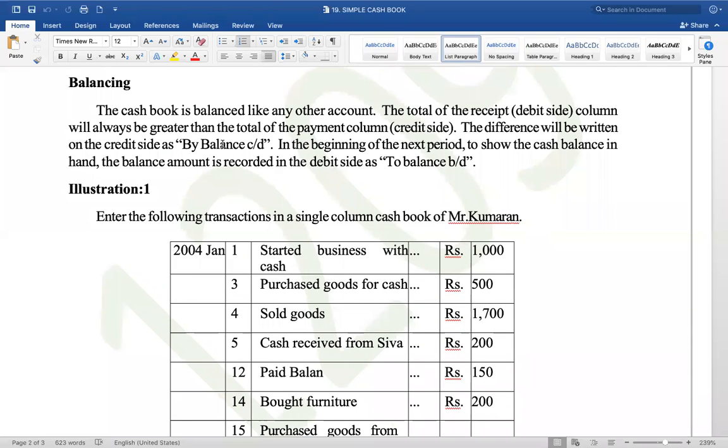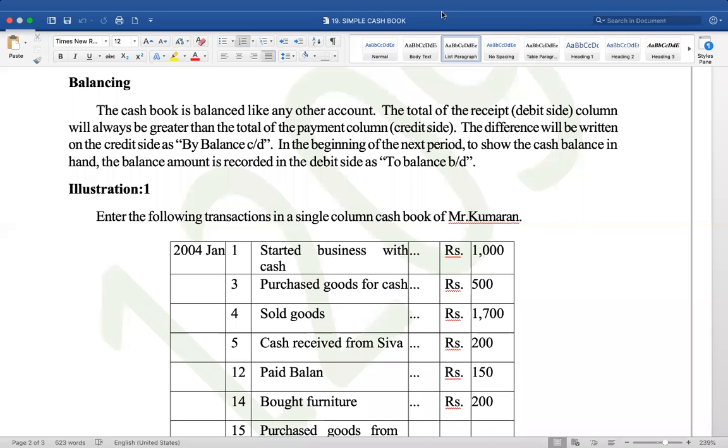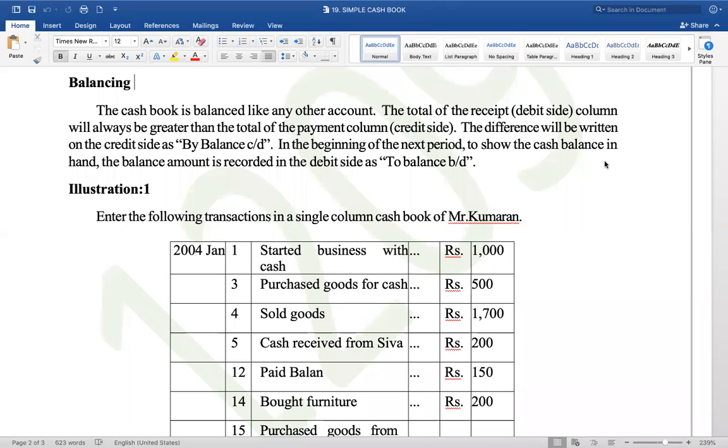What is balancing? I want somebody to read it. Balancing. The cash book is balanced like any other account. The total of the receipt debit side column will always be greater than the total of the payment column credit side. The difference will be written on the credit side as by balance carried down in the beginning of the next period to show the cash balance in hand. The balance amount is recorded in the debit side as to balance brought down.